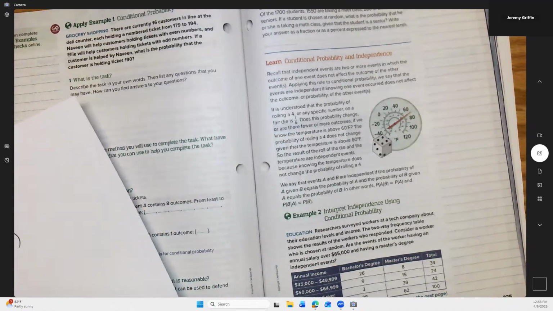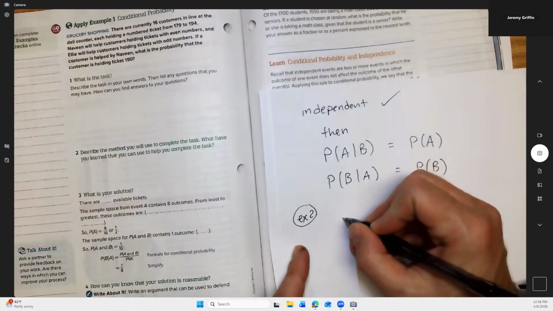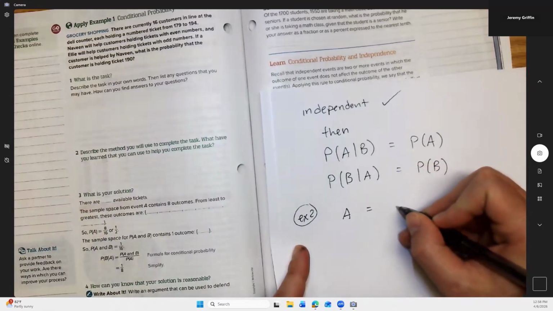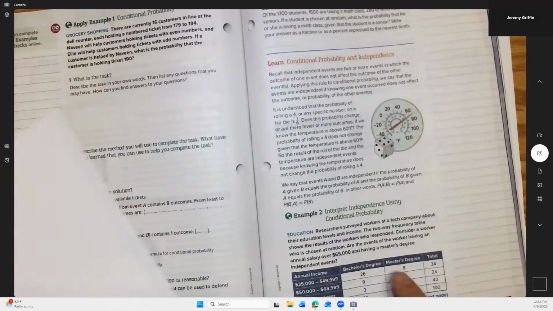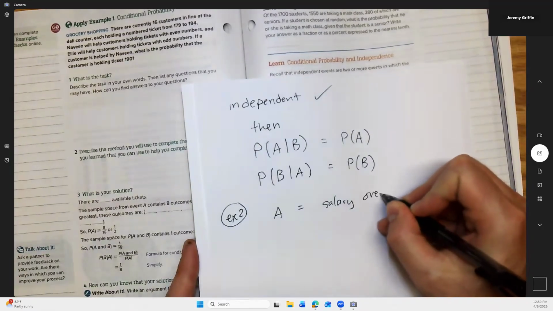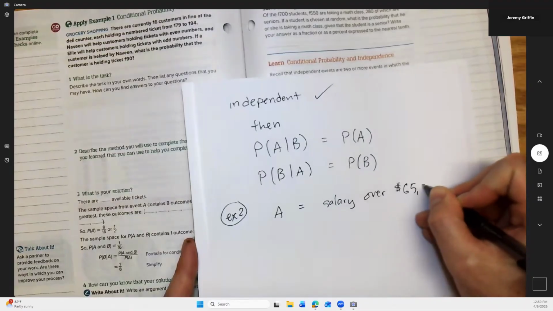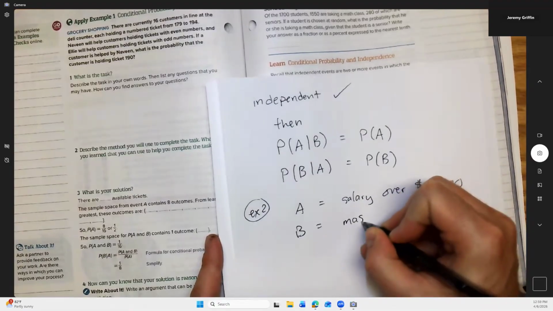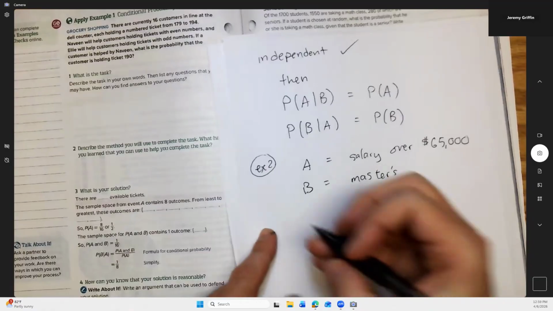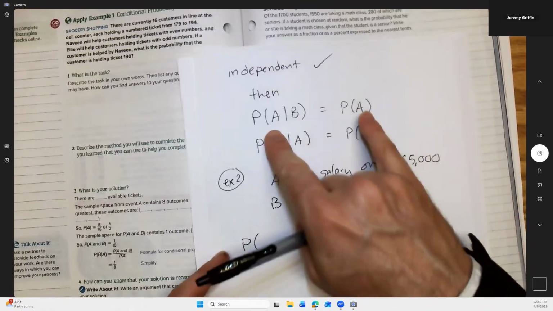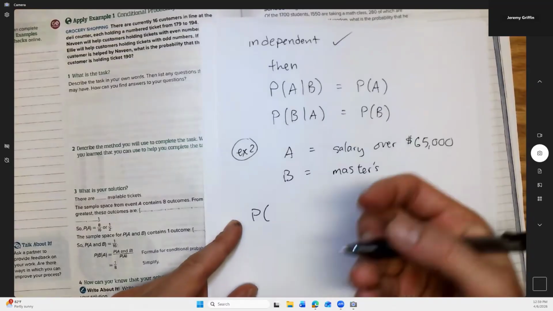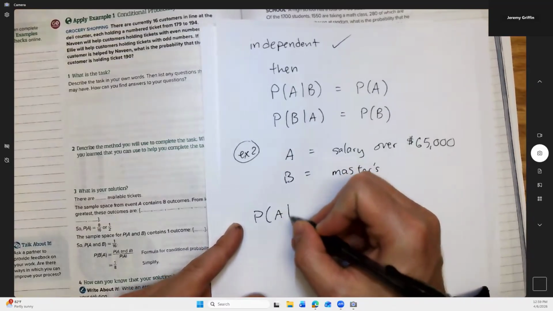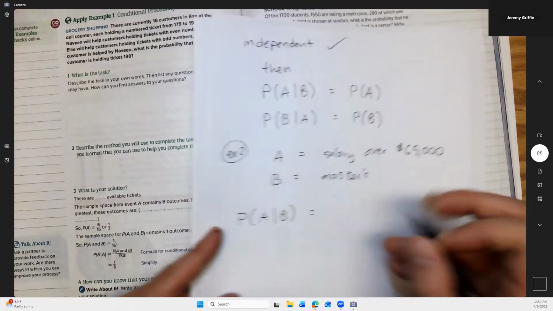So how can we show that mathematically? In example two, I'll list event A as salary over $65,000, and let's have event B be you have a master's degree. Let's try it this way first: what's the probability of A given B? What would that be?